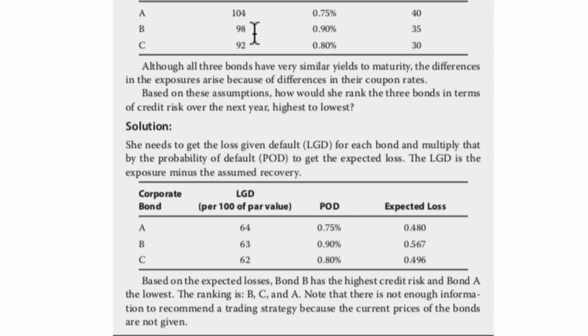For the next one, we have 98. Our recovery is 35, so 98 minus 35 gets us to 63, and this one is 92 minus 30, which gets us to 62. Another way of understanding how we get to 63: if we're going to recover 35 per 100, we're going to lose 65 per 100. But since this is 98, it's 2 short of 100, so we're not going to lose 65, we'll lose 63.